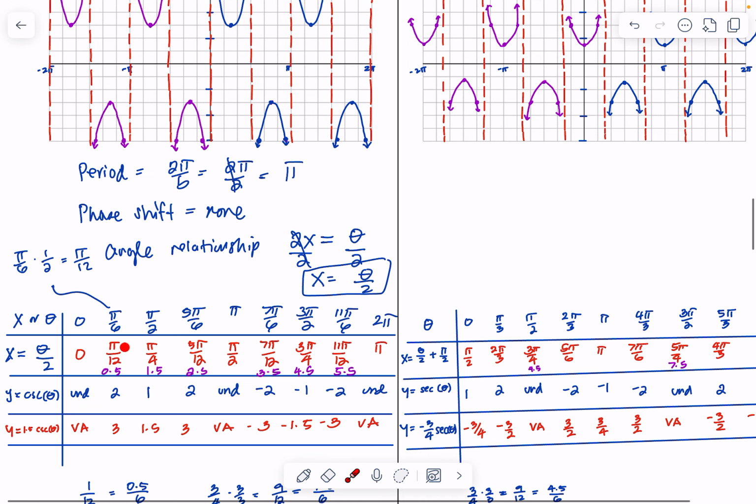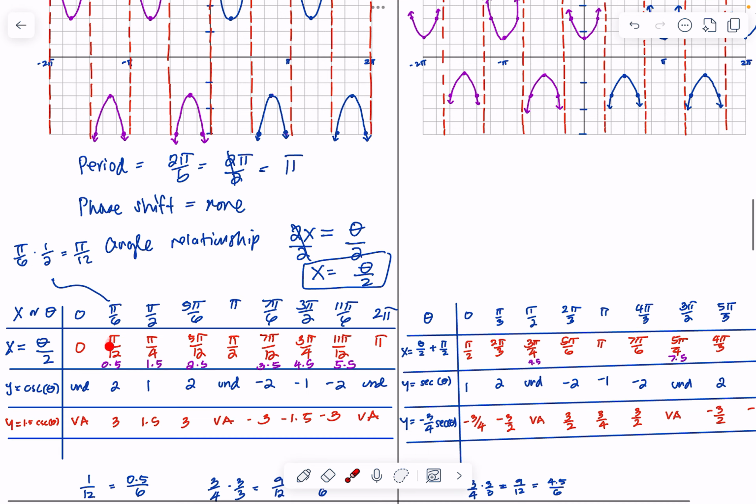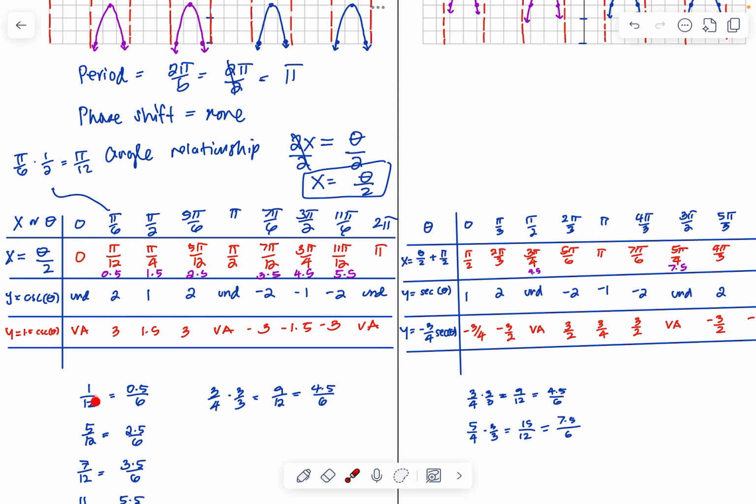All right, so pi over 12 is going to be, since this one is in pi over 6, 2 pi over 6, I'm going to convert 1 over 12 into something over 6. So 1 over 12 would be 1 divided by 2, 12 divided by 2, that's 0.5 over 6. So 1 over 12, you'll find it at 0.5 pi over 6.